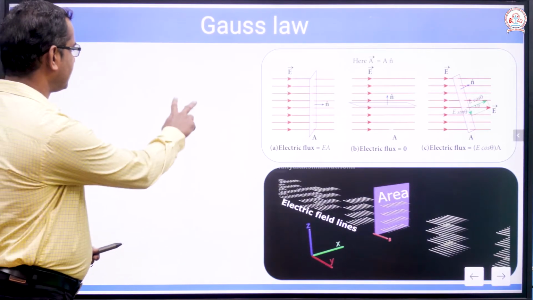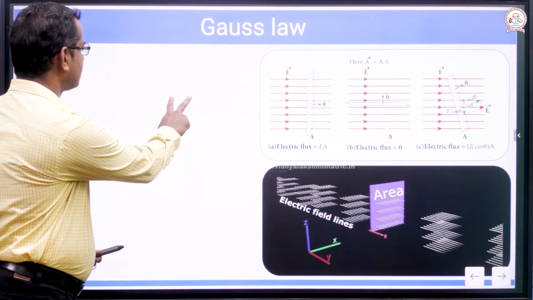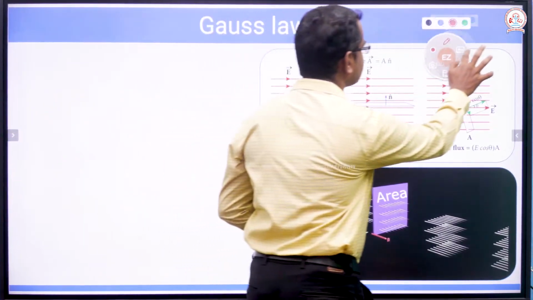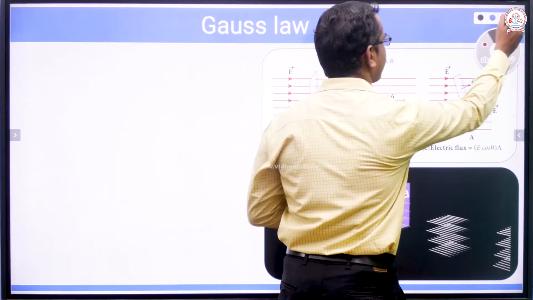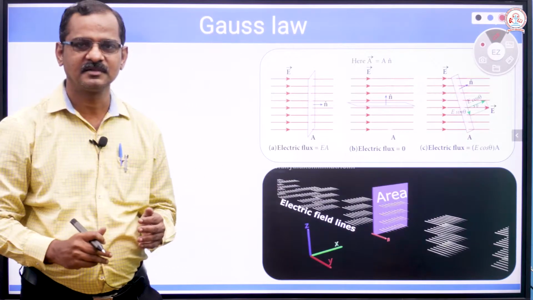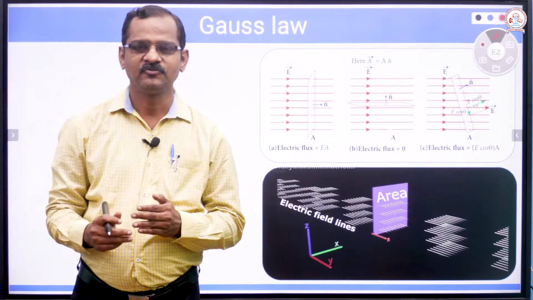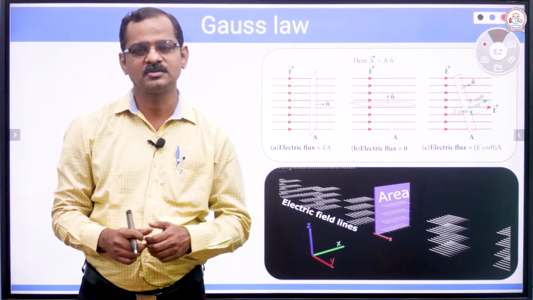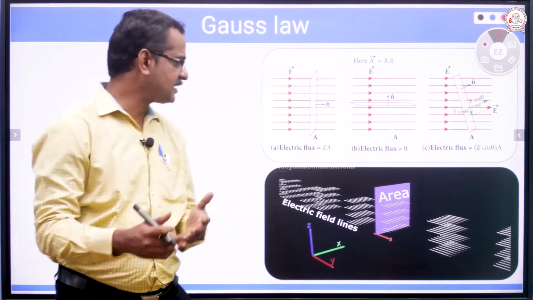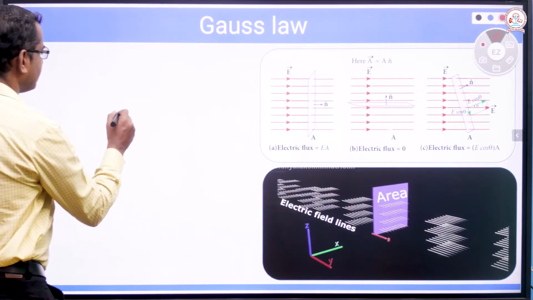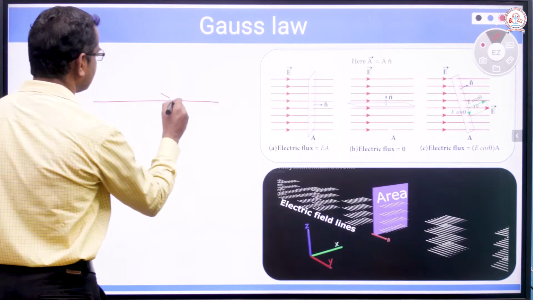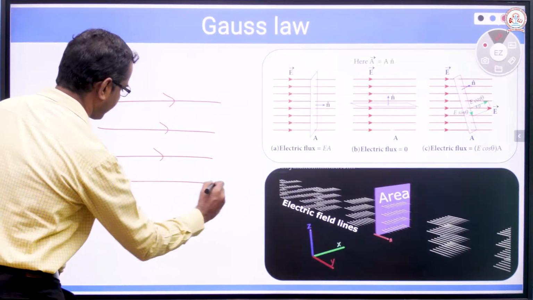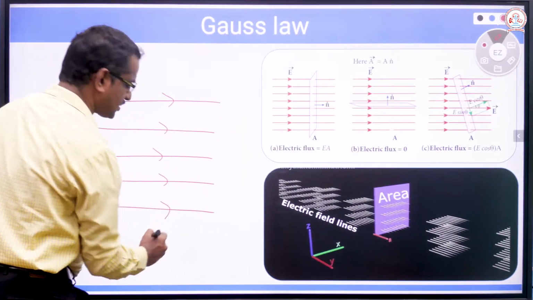Gauss law and electric flux. Electric flux is force lines, the number of force lines perpendicular to the given area. When an area is there in electric flux, just imagine the electric force lines are here.